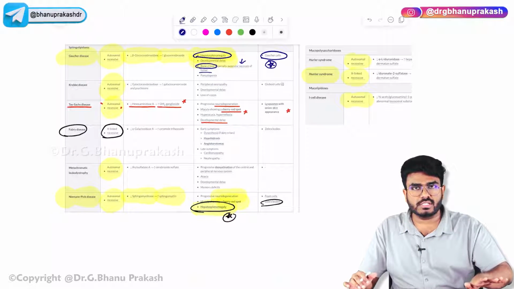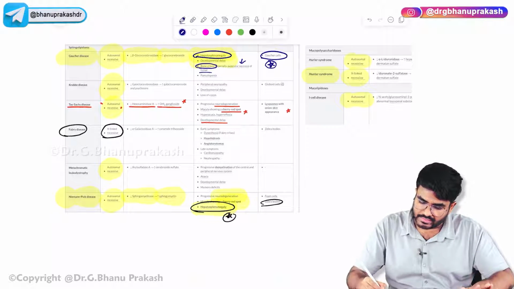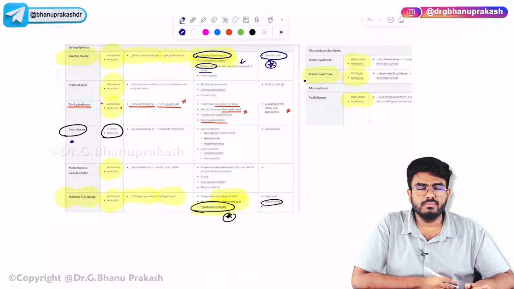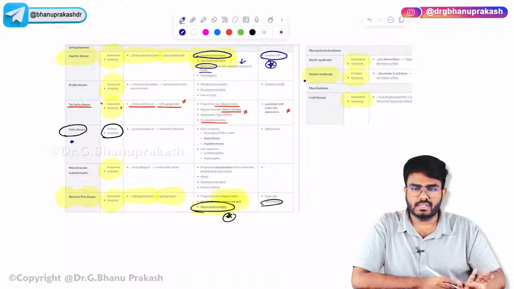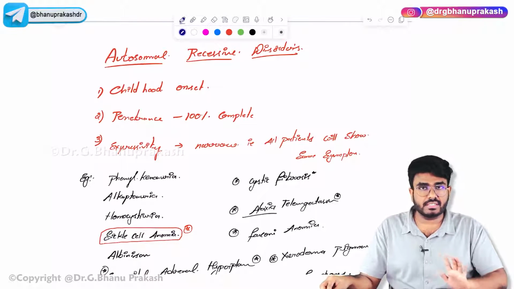All the lysosomal storage disorders are autosomal recessive except two. One is Fabry's, other is Hunter's. Fabry's and Hunter's, these are X-linked recessive, that we will discuss in the X-linked recessive disorders. So, with this, we have completed the autosomal recessive disorders.